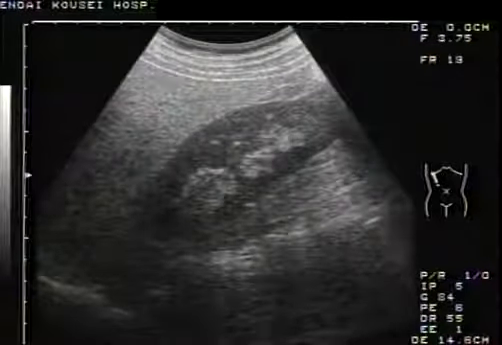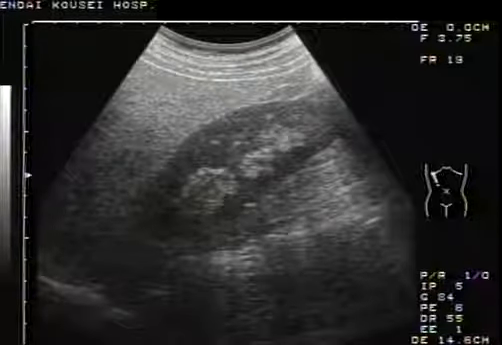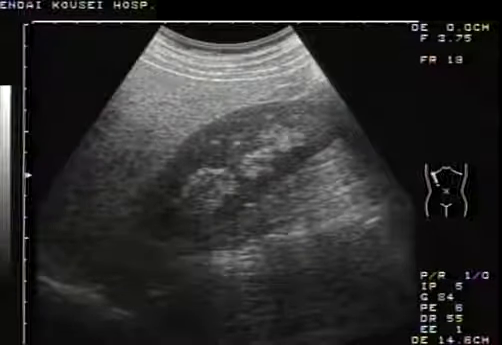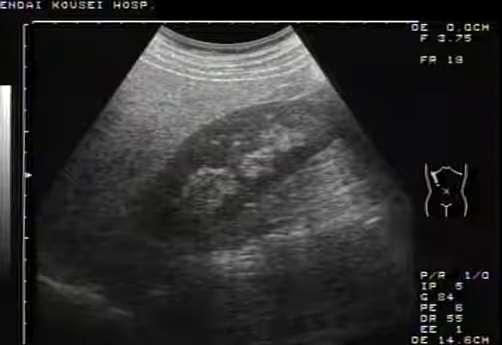For differential diagnosis of the fatty liver, both the hepatorenal contrast and the hepatosplenic contrast should be positive.